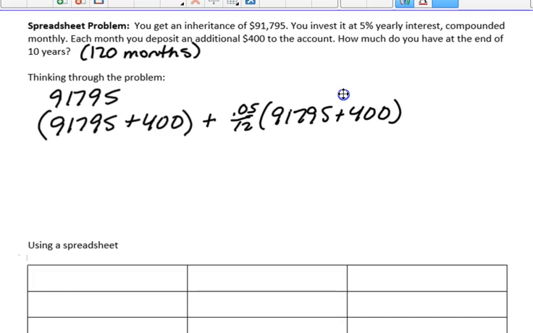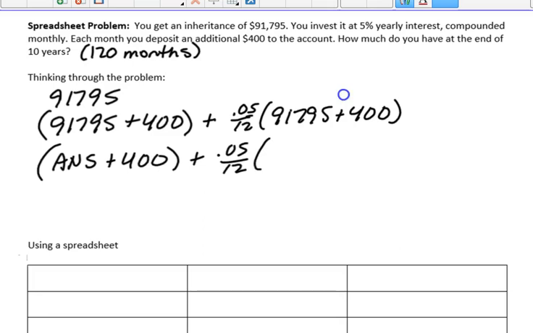Then I would figure out what that number is, so that is going to give me how much I have at the end of that month. And I would take that new number, whatever my answer is, plus 400, and then I would add the interest, which would be 1/12 of 5% times that answer plus 400. So the answer plus 400, the previous amount that I had, adding 400.